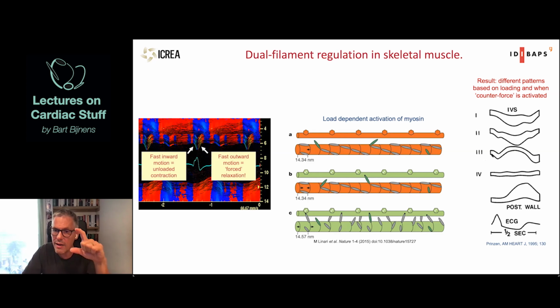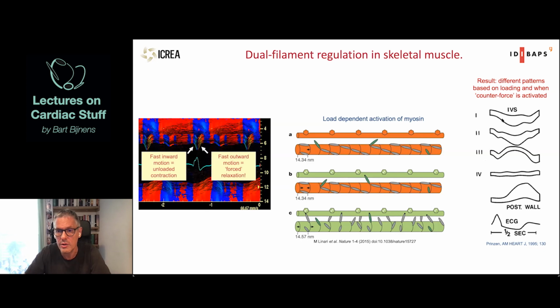However, if we really have a full contraction against the low load, and then using, as we said before, this very loosely bound cross bridges, then we have what we can call a full septal flash. What happens is you have inward-outward motion, and then you have outward motion during the whole of the ejection phase.